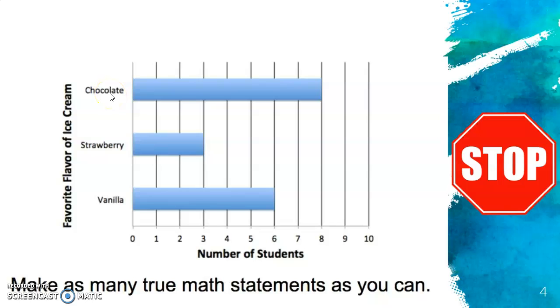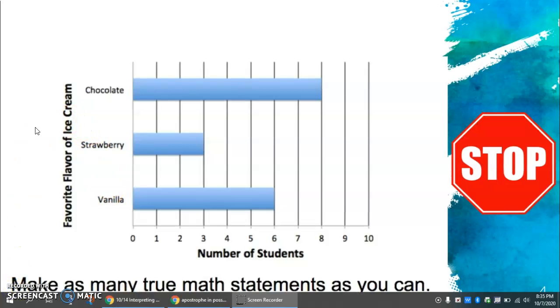Then chocolate, where do you think that one stops? Take a look. Maybe drag your finger down to the number that matches or where it lines up. Let me know. So looking at chocolate, chocolate stops at 8. Chocolate has the most votes with 8 students saying that it is their favorite flavor of ice cream.